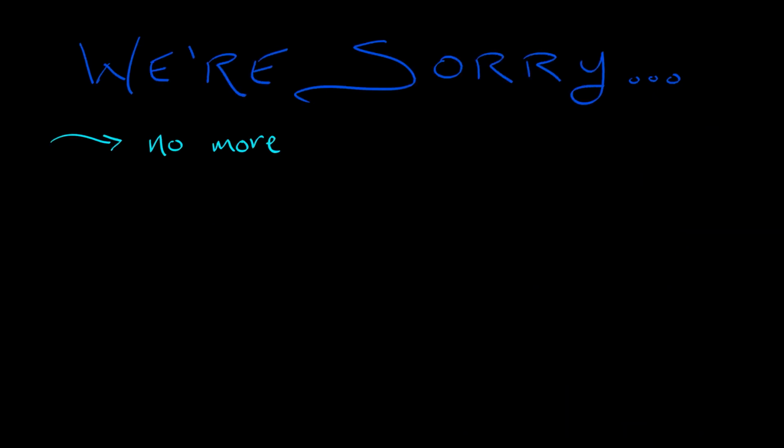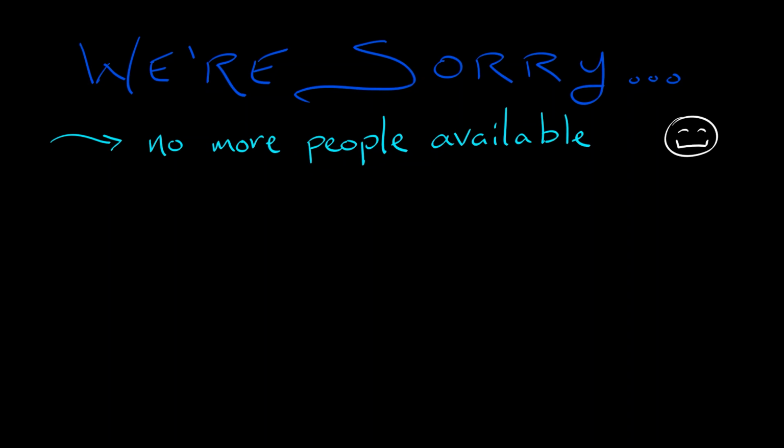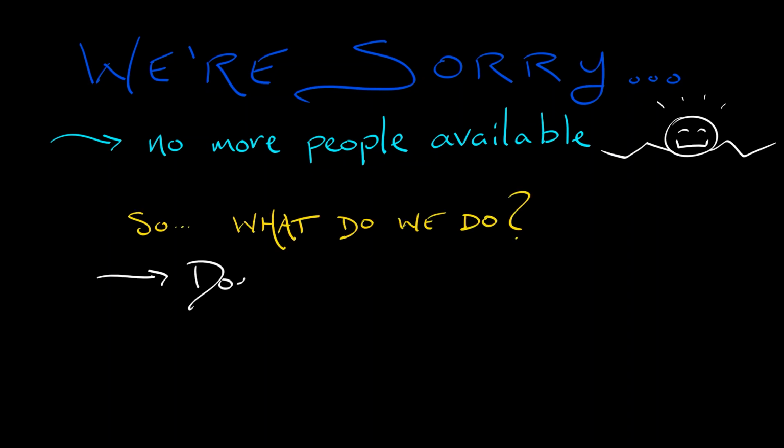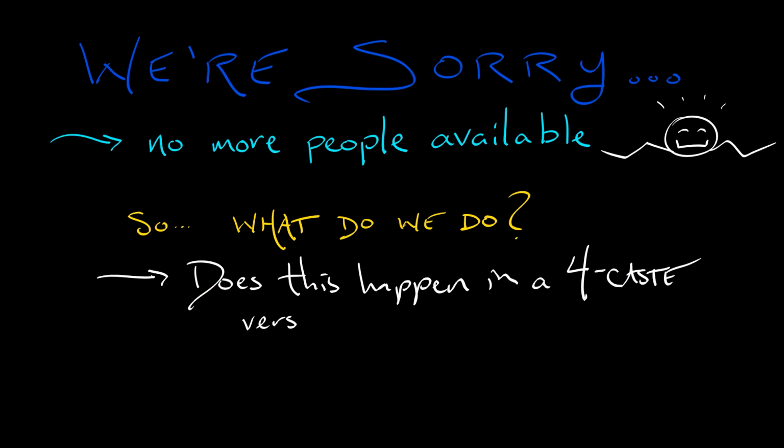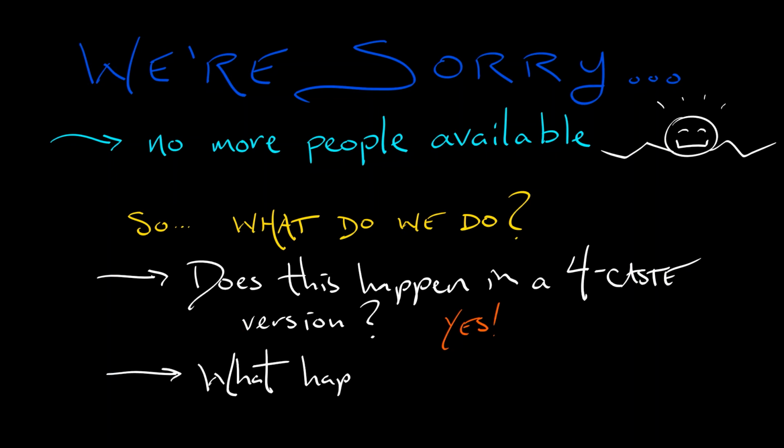So what now? We ran out of people? What do we do? Well, you might wonder, does this happen in the 4-caste version, the more complicated version that we simplified? Yes, it does happen in that version as well. You might also wonder, what happened in practice? This was supposedly based on an American Indian tribe. What happened as generations went on and on and on? And of course, they did not go on and on.